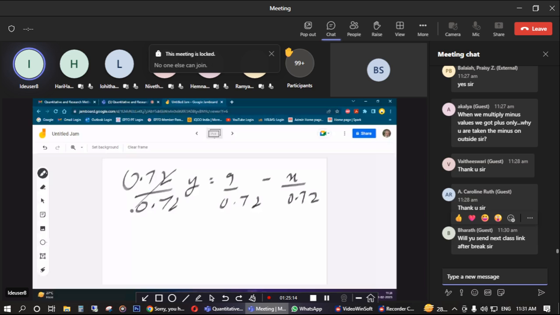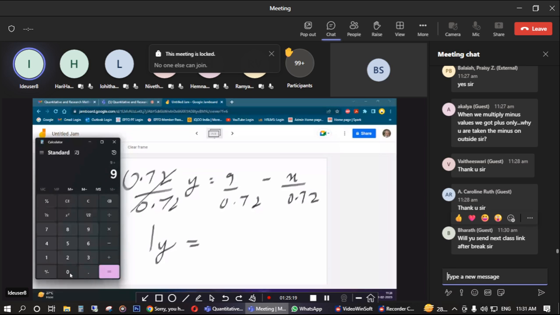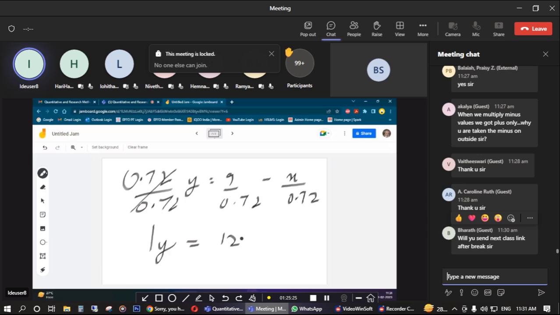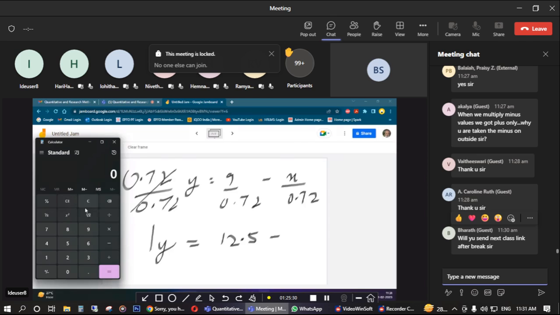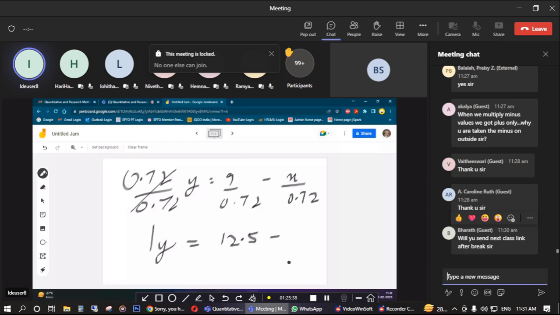Y is equal to 9 divided by 0.72. So 9 divided by 0.72 is how much? 12.5. Minus 1 divided by 0.72. 1 divided by 0.72 is 1.38. So 1.38X. Okay, right? So this is the equation for Y on X.